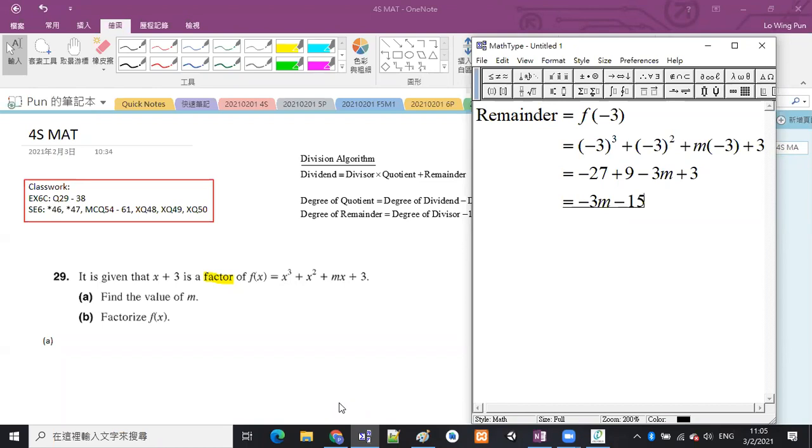But the question tells you that x plus 3 is a factor of f(x). So this remainder should be equal to 0. Okay. And then we have negative 15 is equal to 3m. Okay, so it is like this. m is equal to negative 5. So that is the answer of part A.